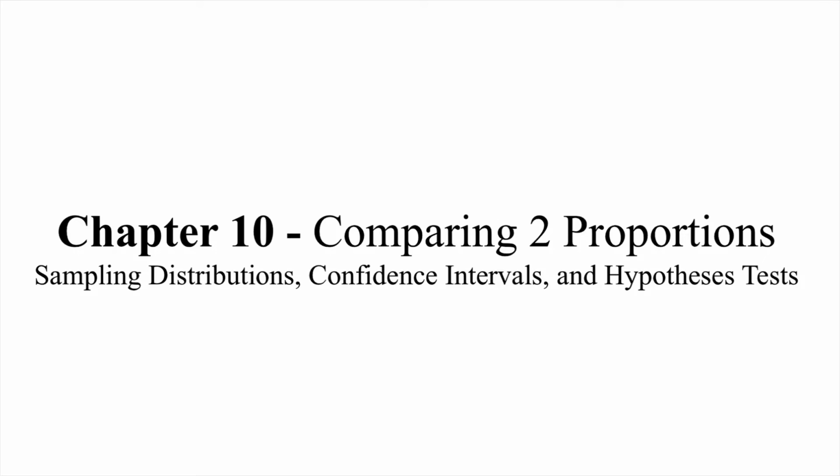All right, so chapter 10. Chapter 10 is three sections. The first section, 10.1, involves proportions. We've done that before, right? Yeah. The difference in chapter 10 is that we're dealing with two samples now. So we don't have just one sample, we have two samples. Okay?